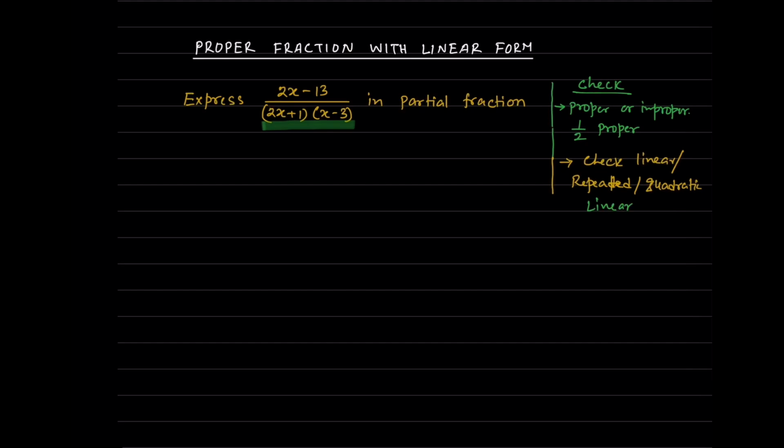Now based on these 2 checks, we can write our formula. We can write (2x minus 13) divided by (2x plus 1)(x minus 3), and in the linear case our formula will be a by (2x plus 1) plus b by (x minus 3). So this is the first step. Very important thing is you cannot change these terms. You cannot move the right terms to the left or the left terms to the right. Just keep it like that.